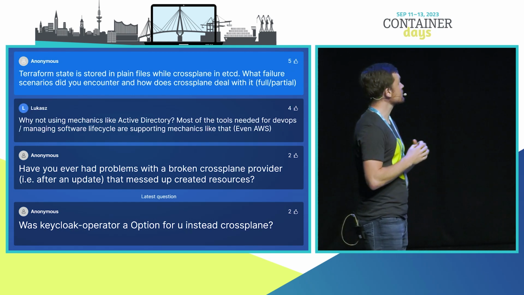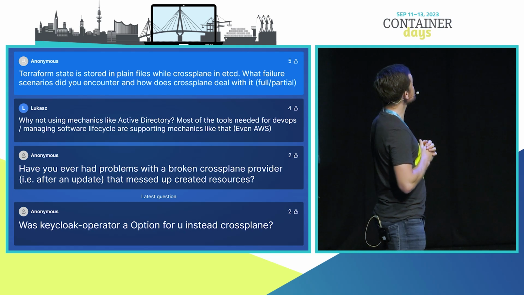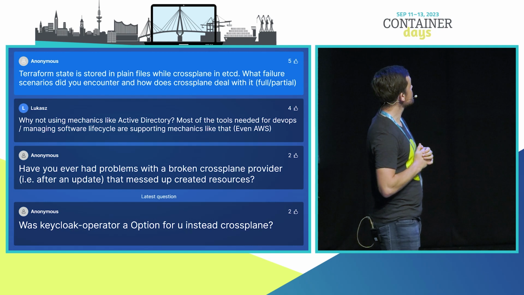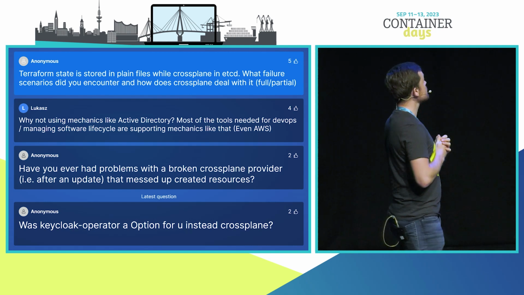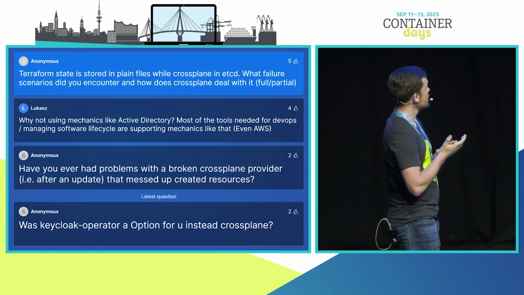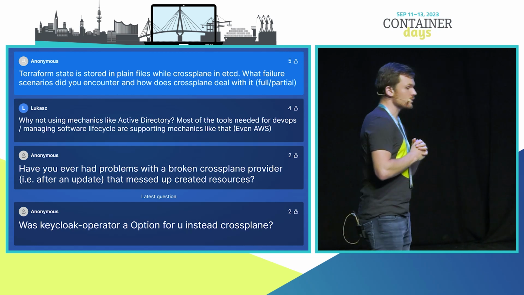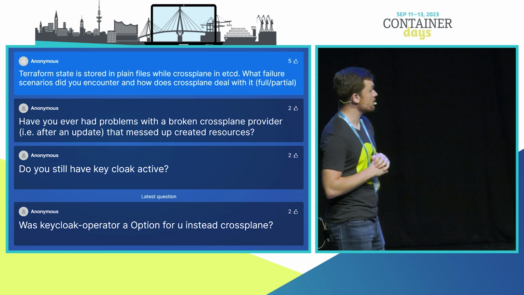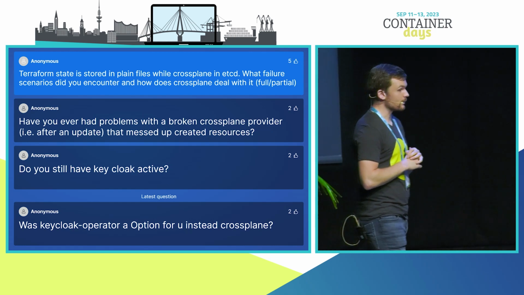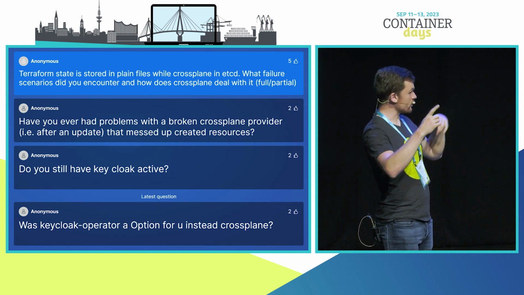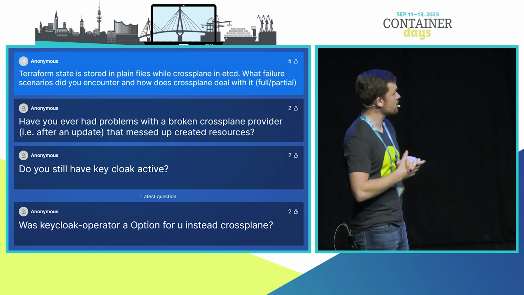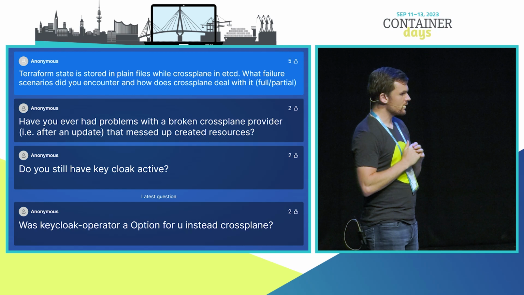Terraform state is stored in plain files while Crossplane's is in etcd. What failure scenarios did you encounter, and how does Crossplane deal with them? Full, partial? So we had some problems where we wanted to upgrade the provider, and the provider didn't upgrade well, and then the mapping was broken, the mapping of the custom resources and the actual link to the files. But actually, that was quite robust.